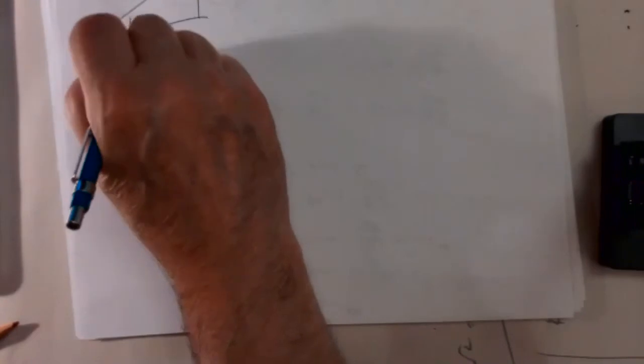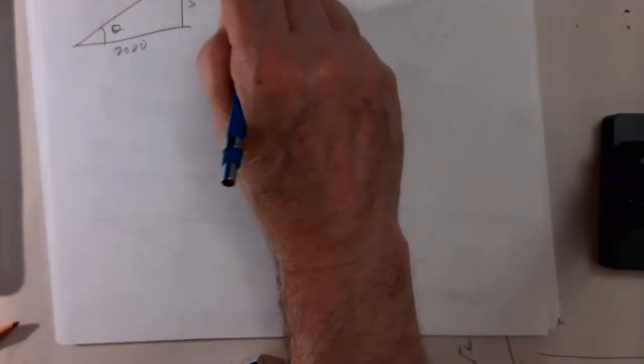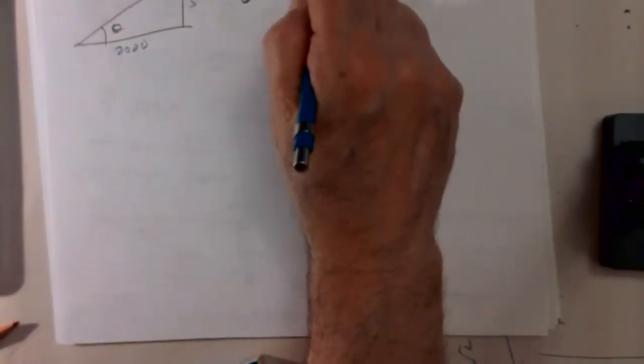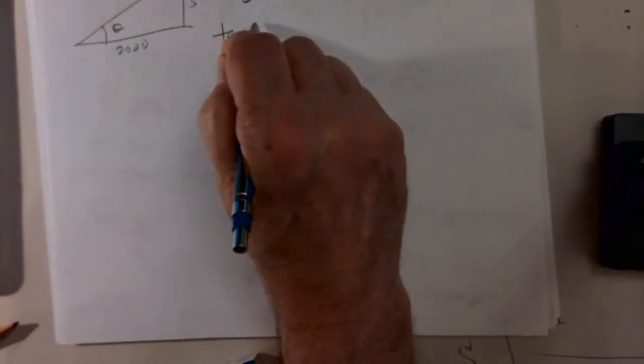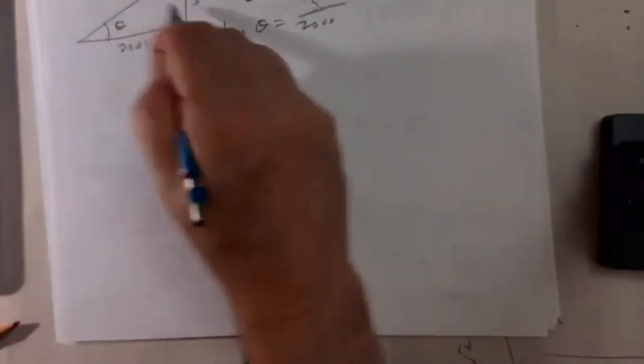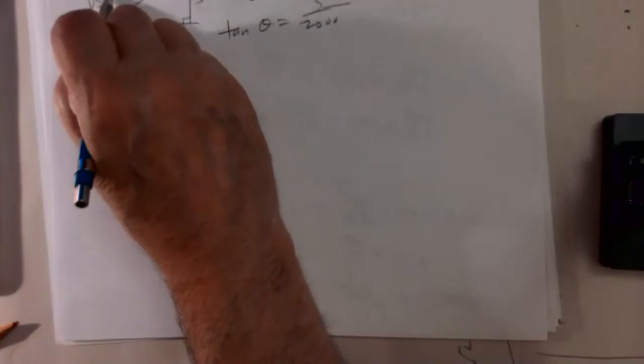Let me write it down on a clean piece of paper. So this is 2000, this is S, this is my angle theta. We're told that ds dt is 100t. And the relationship between S and theta is tangent of theta is S over 2000. And if this is a right triangle, by the Pythagorean theorem, this is the square root of S squared plus 2000 squared.